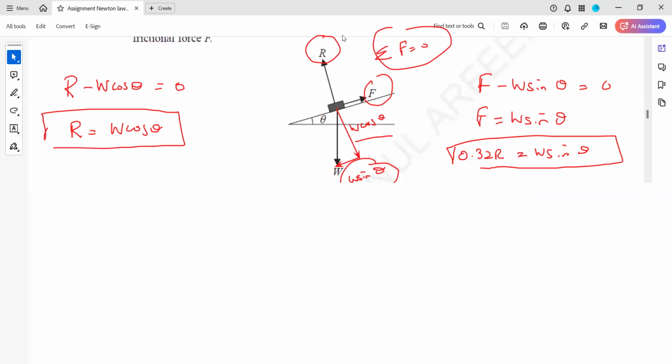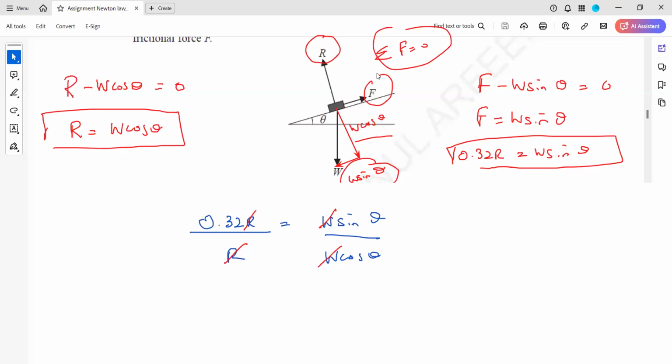I can say that 0.32 R is equal to W sine theta, divided by R over W cosine theta, because I divided equation 2 by equation 1. On the left hand side it was 0.32 R, and on the right hand side it was W sine theta. And on the left hand side it is R, and on the right hand side W cosine theta. So when I divide them, we can simplify. R will cancel with R, W will cancel with W.